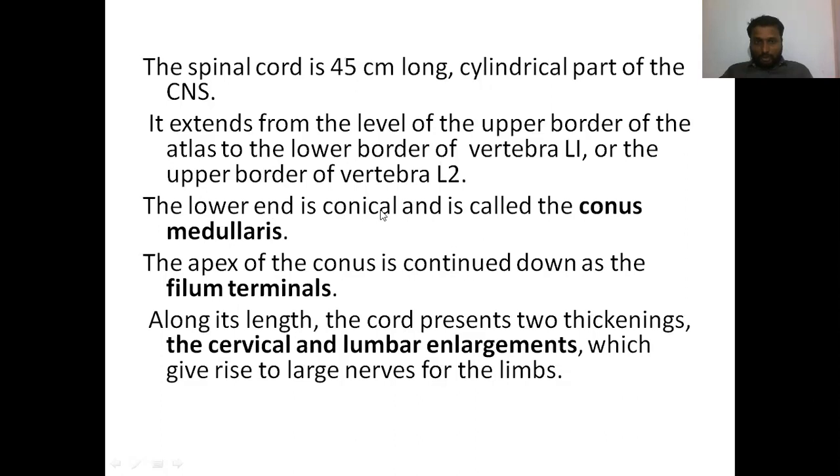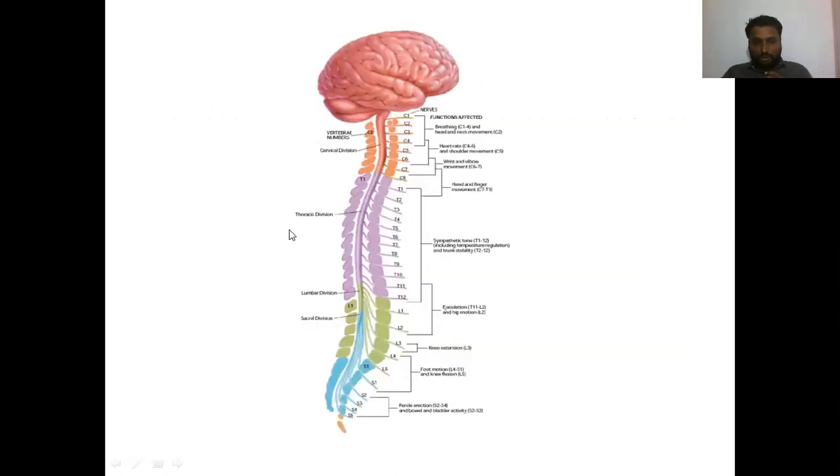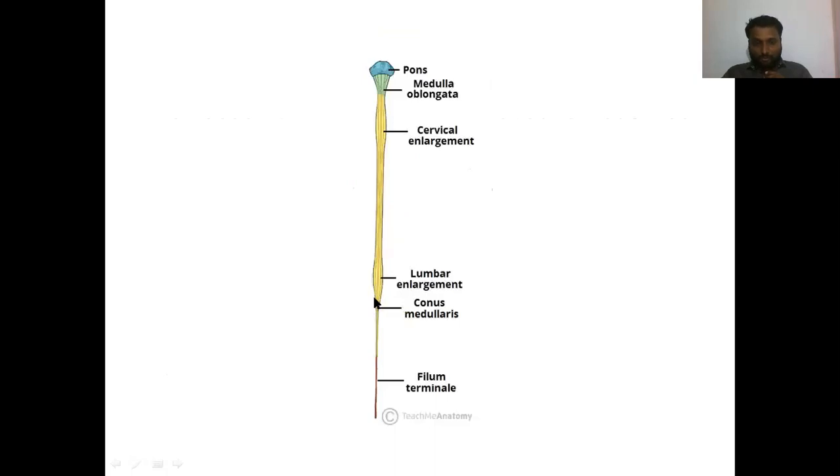Now the lower end has a conical shaped mass known as what? Conus medullaris. The lower end is conical in shape. This lower conical shaped part of the spinal cord is known as the conus medullaris. Below the conus medullaris, this is actually the pia mater. Below the conus medullaris, the spinal cord continues as a thin film-like structure, that is the filum terminale or the pia mater.